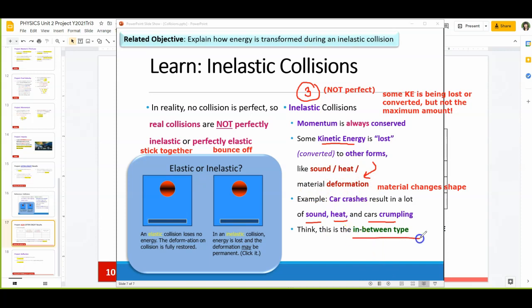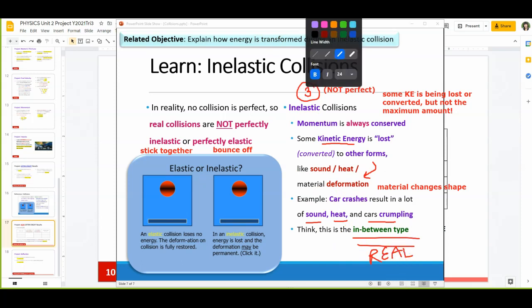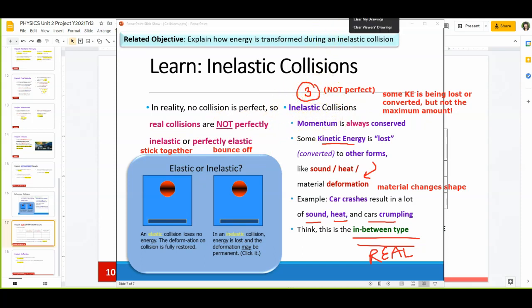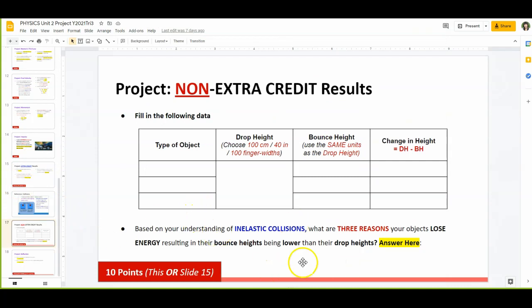So you want to think about this as the in-between type and the real type, right? It's also the real type that most of our collisions on Earth actually fall under. Again, nothing's going to really be perfectly inelastic, nothing's going to be perfectly elastic. Things are instead going to fall in between and are inelastic collisions. Okay, so that's going to help us with this last question right here. Based on your understanding of inelastic collisions, what are 3 reasons your objects lose energy, resulting in their bounce heights being lower than their drop heights? Again, every bounce height should be lower.